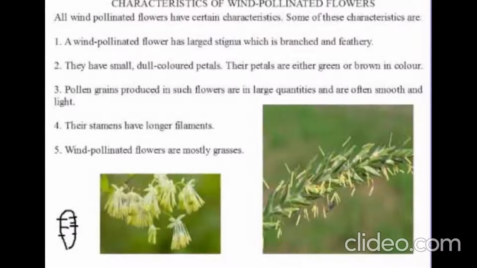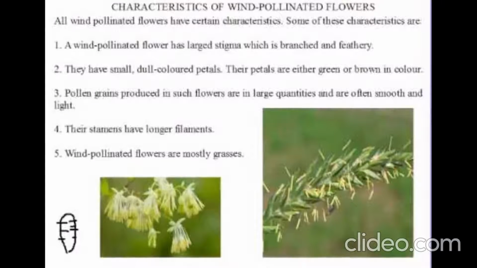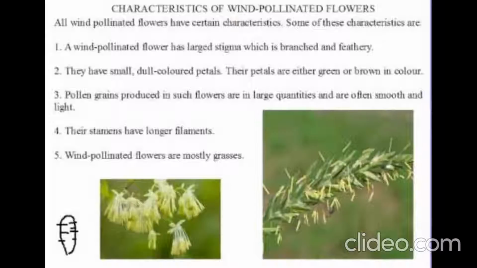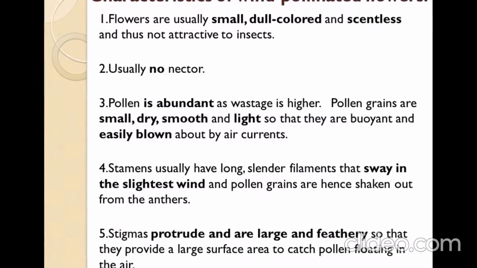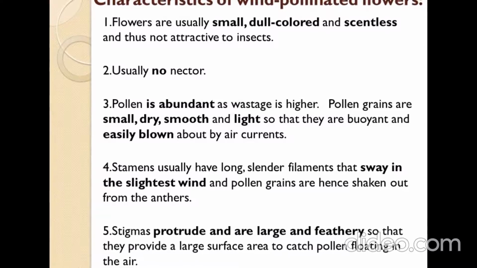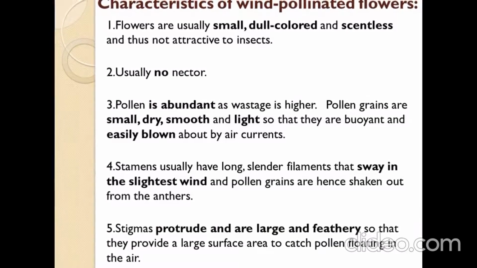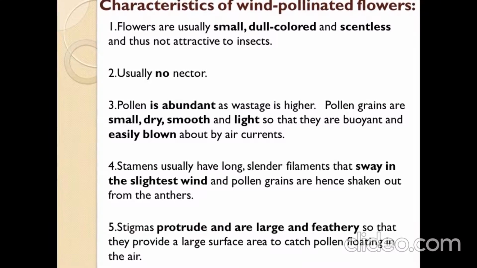Characteristics of wind-pollinated plants. They are usually small and are of dull colors. They generally have long anthers protruding out of the flower so that pollen grains may get blown off easily. They produce a large quantity of pollen. The pollen grains are light so that they can be carried away easily.